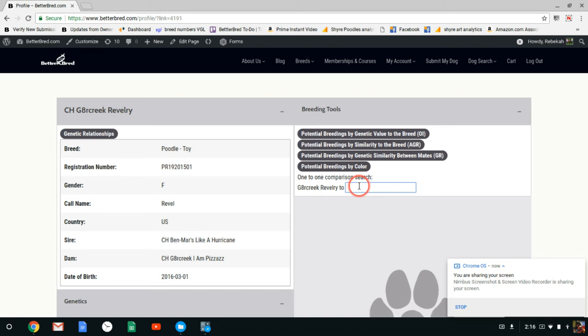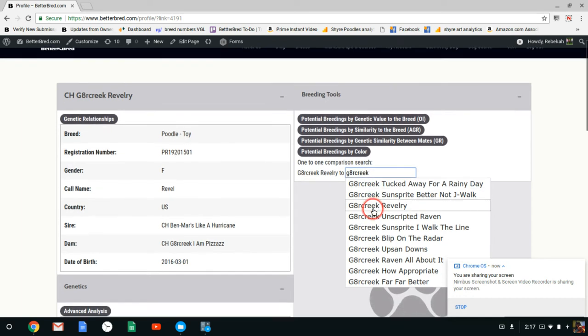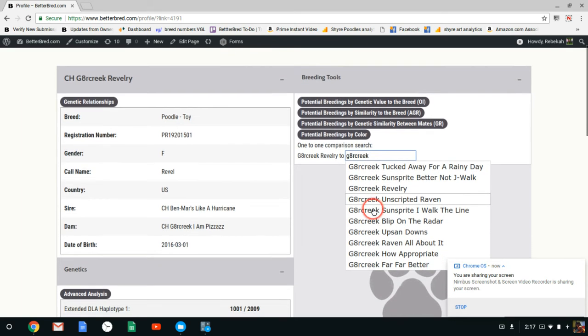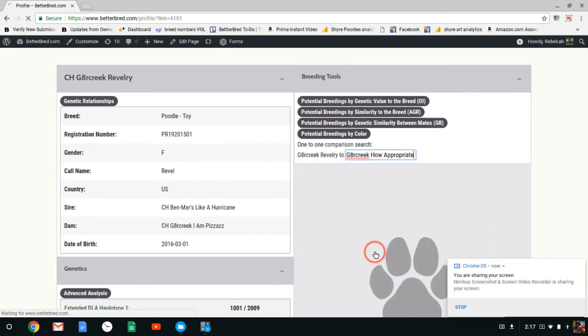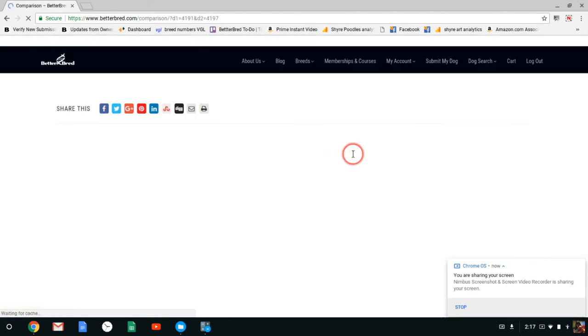But I'm going to do a comparison. So I can search Gator Creek here and just wait, and it'll pull up, I believe, the first 10 dogs with this name in the database. And I'd like to compare her to How Appropriate. This is going to pull up a test breeding, or a comparison between these two dogs.